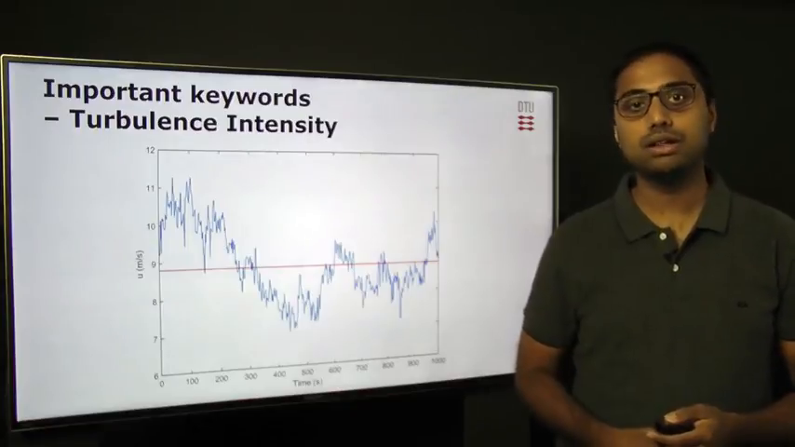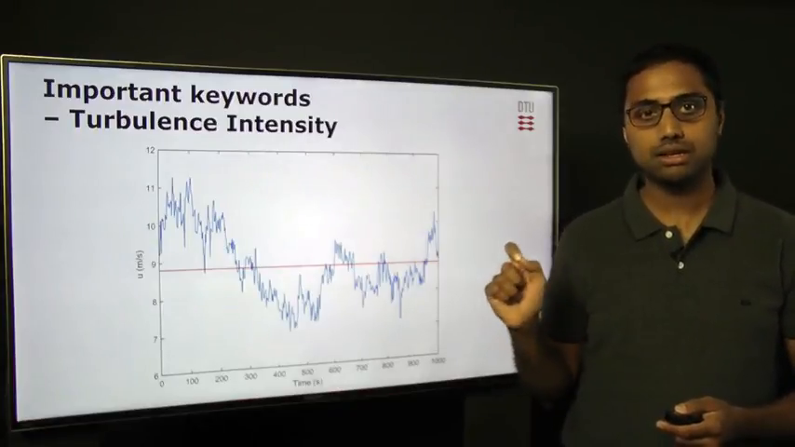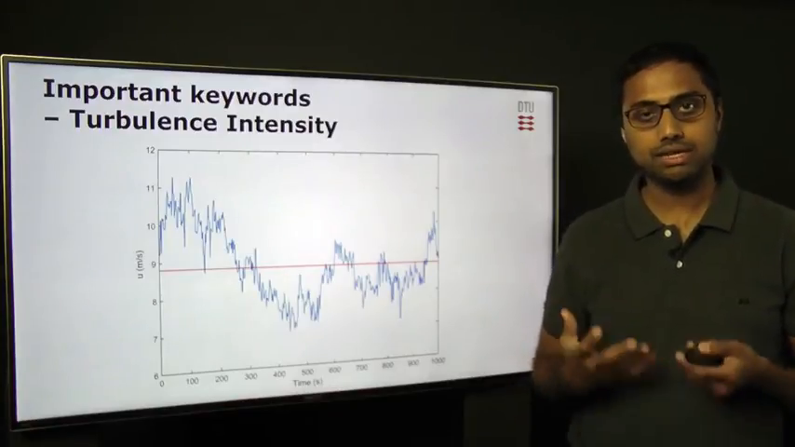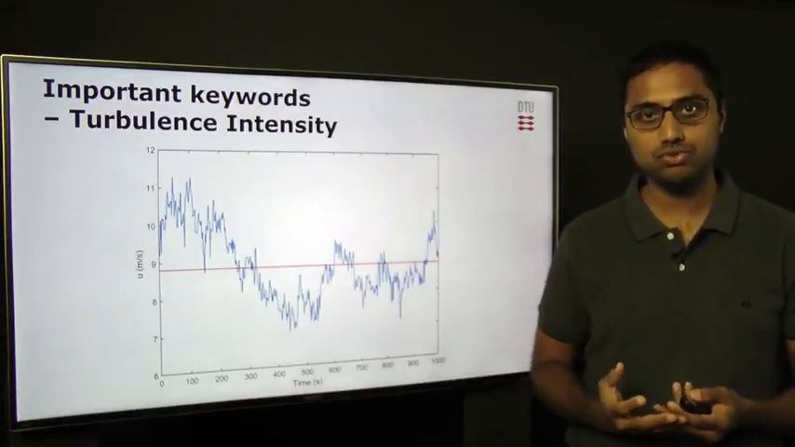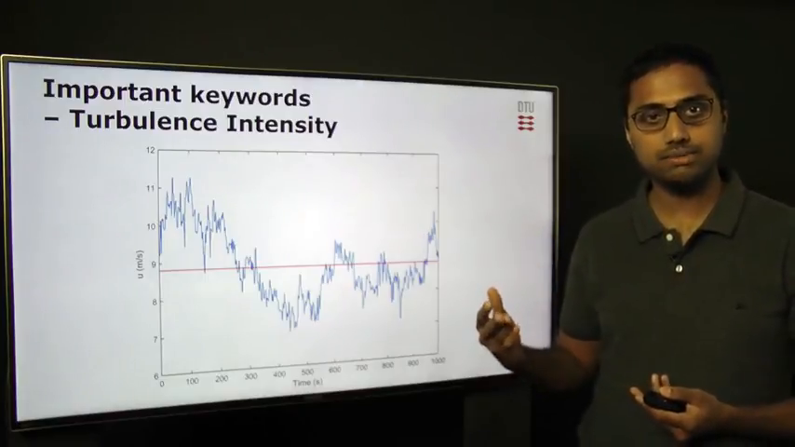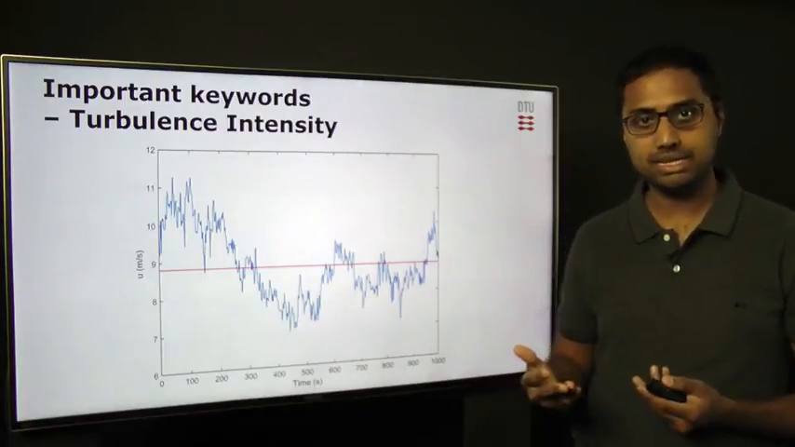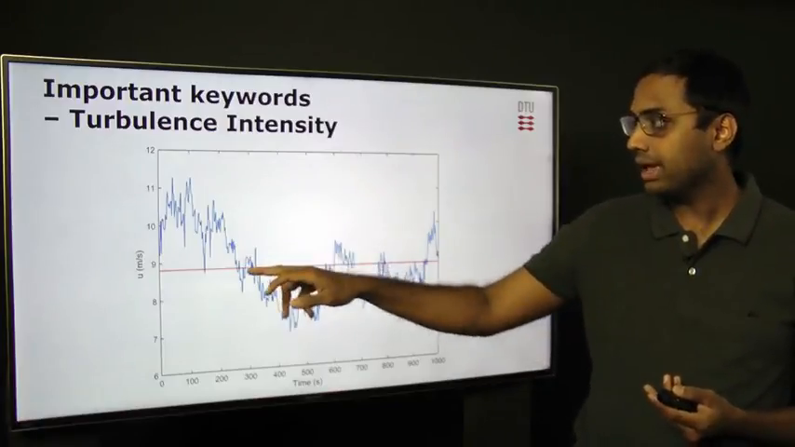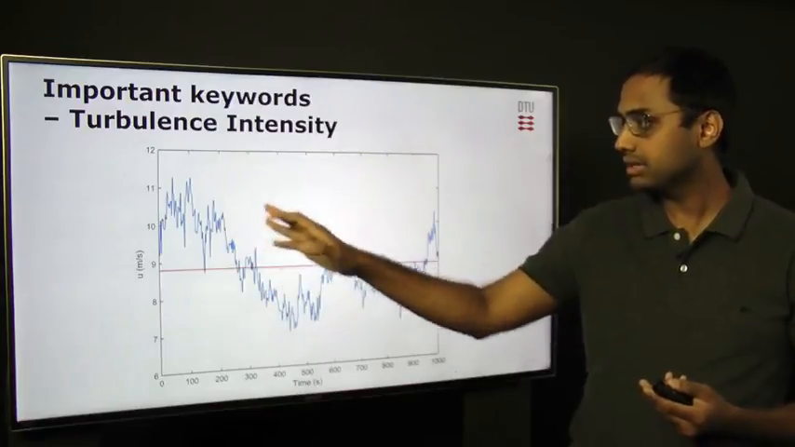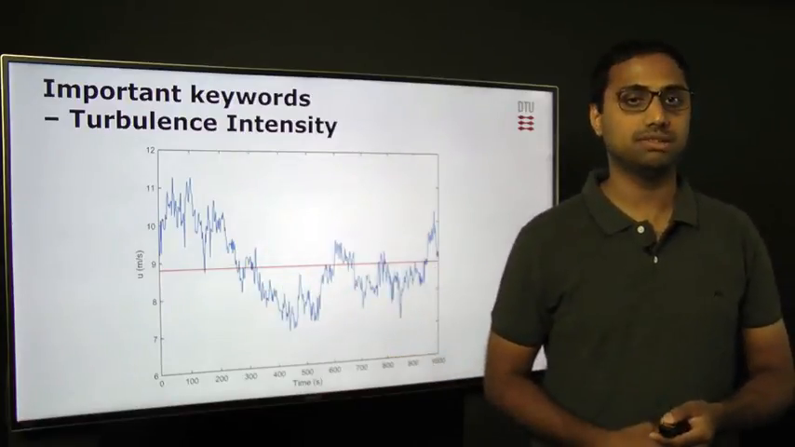Another important keyword, and probably the most frequently used keyword in wind energy, is turbulence intensity. This is a statistic which is used to quantify turbulence. And what information is required to estimate sample turbulence intensity is the mean wind speed and the standard deviation. Standard deviation is simply computed using the fluctuations of the time series.